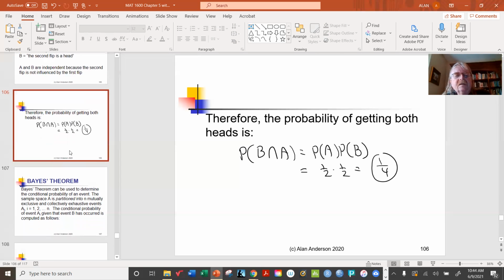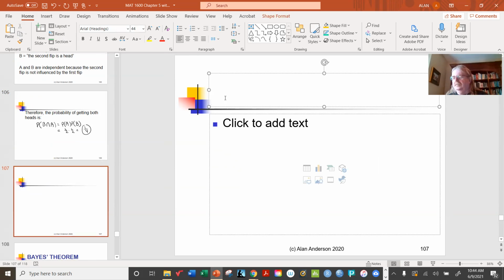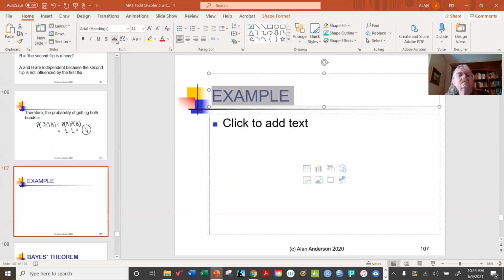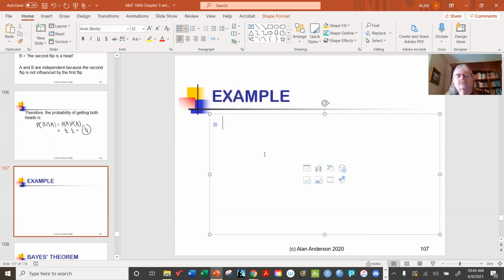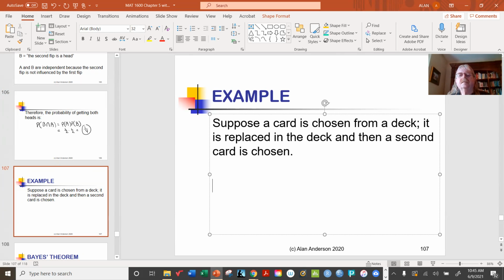Okay. Now let me show you another example. This is kind of interesting. Suppose a card is chosen from a deck. It is replaced in the deck, and then a second card is chosen. And now we've put A equals first card is red. B is the event that the second card is red.